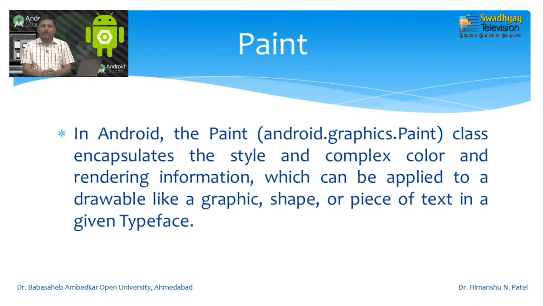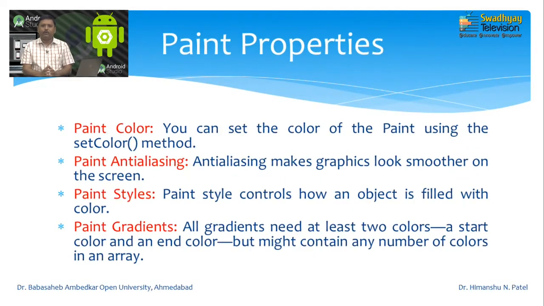The Paint class is used for specifying style. It is also available in the android.graphics package and it encapsulates the style and complex color and rendering information. That means we can specify the border color, fill color, how to fill, etc. using the Paint class. You can also specify the font that you want to use to draw text. There are different types of paint properties that you can use. For example, paint color specifies the color of the shape to be drawn. You can set the color of the paint using the setColor method, which takes a color as an argument.